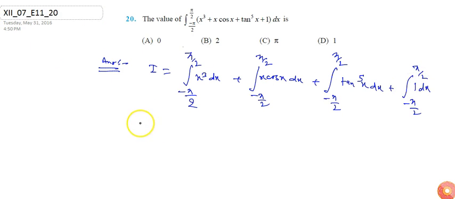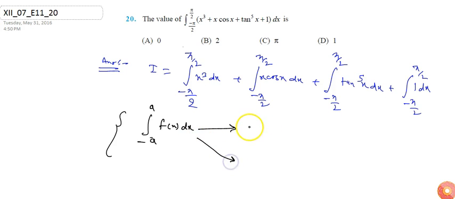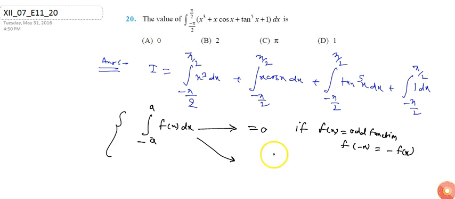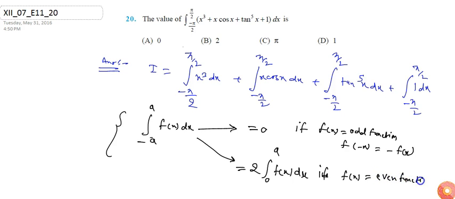Now, I know the property which states that integration from minus a to a of f(x) dx will be 0 if the function f(x) is an odd function, or I can say f(minus x) equals minus of f(x), and equals 2 times integration from 0 to a of f(x) dx if f(x) is an even function, which means f(minus x) equals f(x).